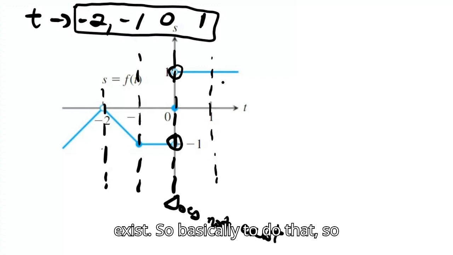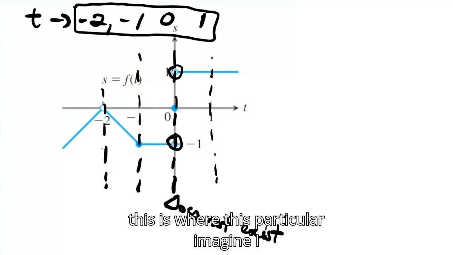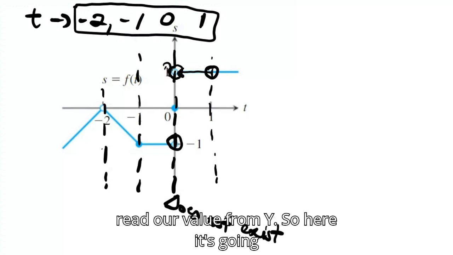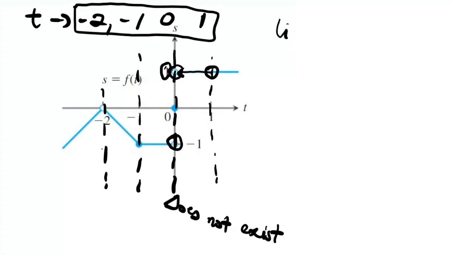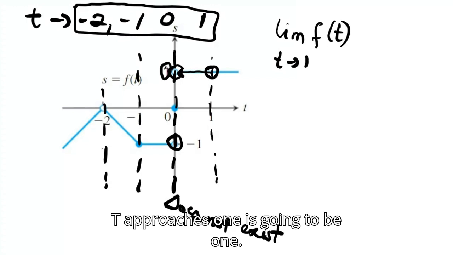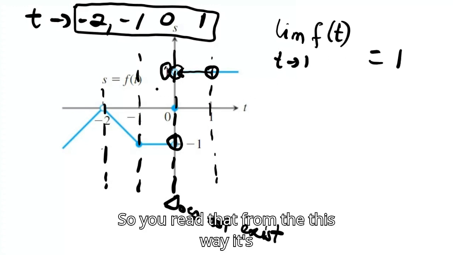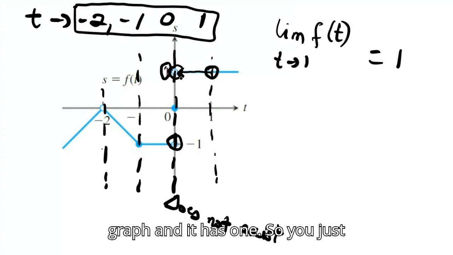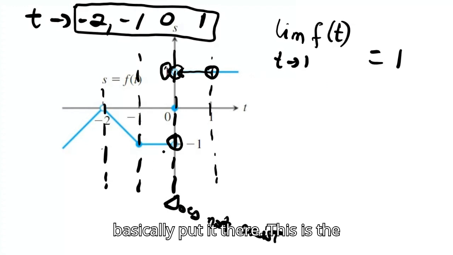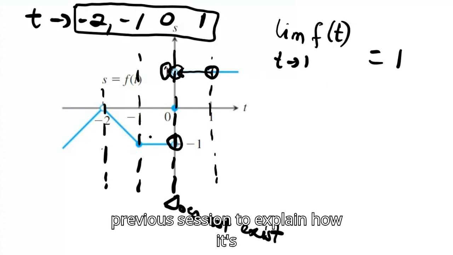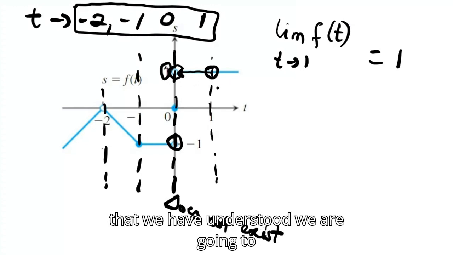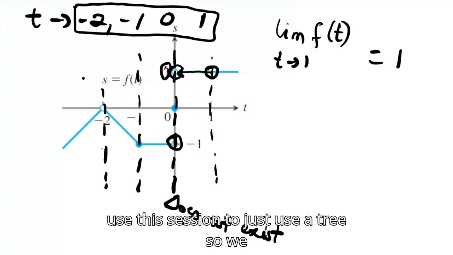So this is where the imaginary line cuts the graph, and then we are going to read that value from the y-axis. So here the value is going to be 1. So the limit of f of t as t approaches 1 is going to be 1. This is the trick. In the previous session we took our time to explain how it's actually obtained by drawing it from two separate lines. But right now that we have understood, we are going to use a trick so that we can be fast and quick.